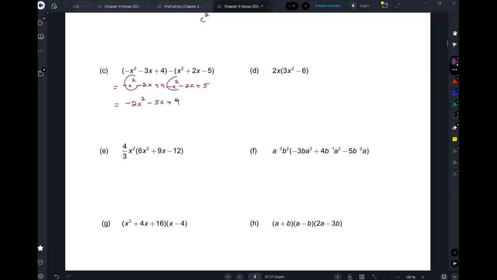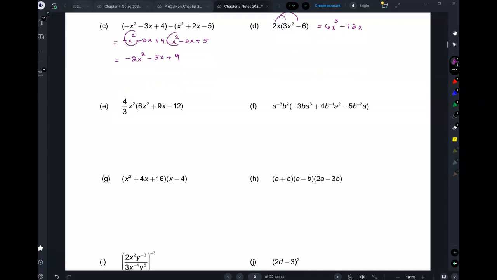When you changed the negative 5 into a plus 5, is that because you turned the negative into a positive? Yes. Okay. So let's distribute here. And I get 2 times 3, 6x cubed minus 12x. That's it. Okay?